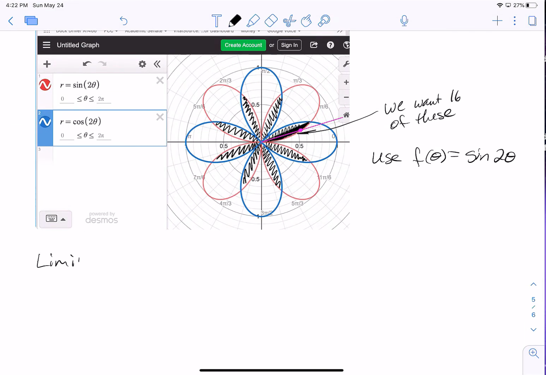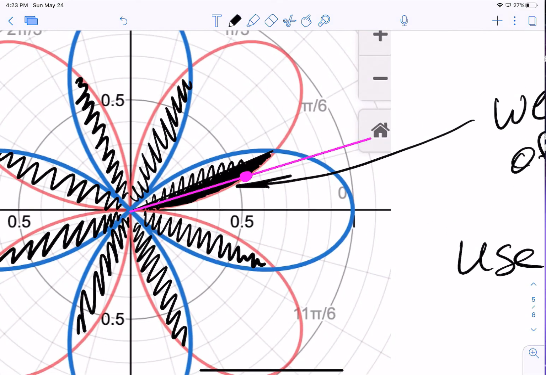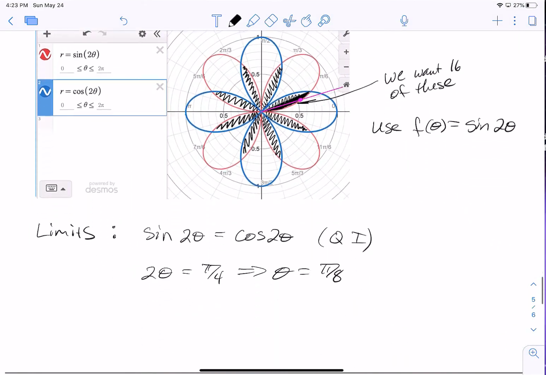For the limits of integration, we need to know where these curves intersect. So we're going to set the sine of 2 theta equal to the cosine of 2 theta. And for our picture right now, we're looking at quadrant 1. These two expressions will be equal to each other if 2 theta is equal to pi over 4. That's where the sine and cosine match. Therefore, theta must be pi over 8. So for the red curve, in this black shaded area here, we're looking at theta going from 0 to pi over 8. So that helps us set up our integral.